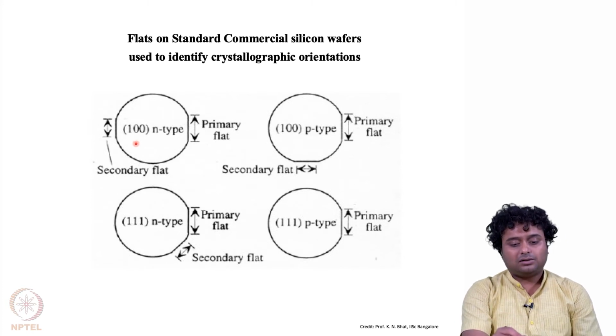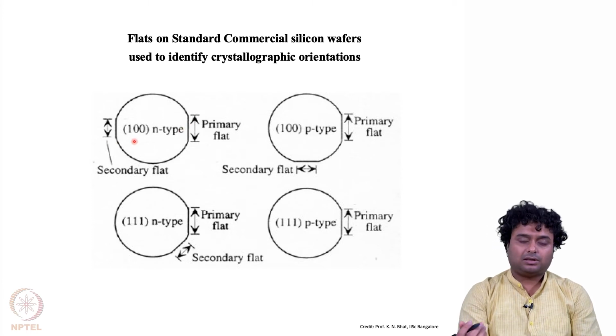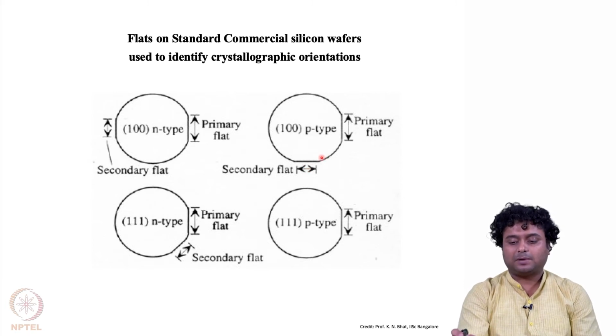Now for a 100 cut and n type silicon, the primary flat and the secondary flat are exactly opposite to each other. So by seeing this arrangement, without even asking, we will know that this is 100 n type silicon. Similarly, if the secondary flat is perpendicular to the primary flat, then it is 100 p type. Again, if the primary flat is very close to the secondary flat, then it is a 111 cut, and this is n type. And if there is no secondary flat, then this is 111 p type. So like this we can identify which kind of silicon wafer our sample is.